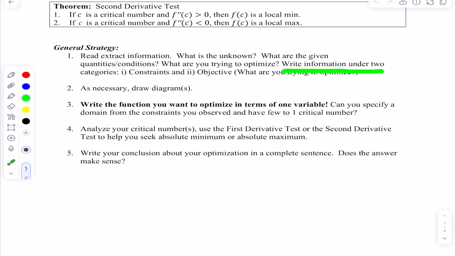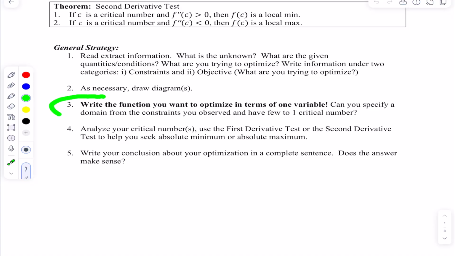Write information under two categories. One category is called constraints, and the other category is the objective. Under constraints are usually diagrams that you could draw or domain restrictions that you can indicate. On the objective side, you really want to state, are you minimizing or are you maximizing, and be very specific. You might even want to remind yourself of the units that are being measured.